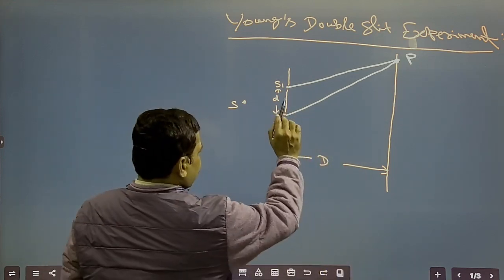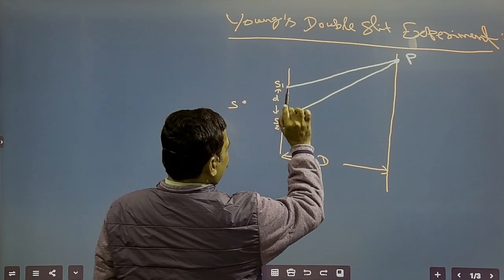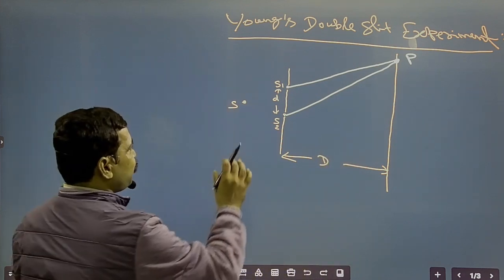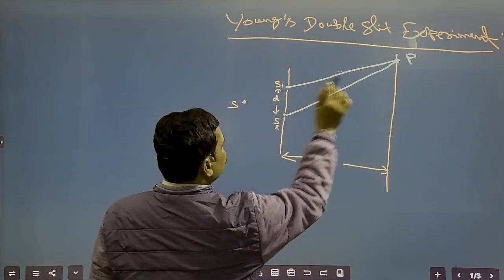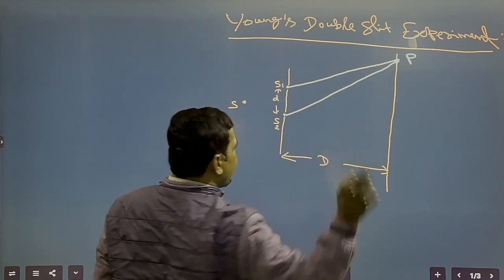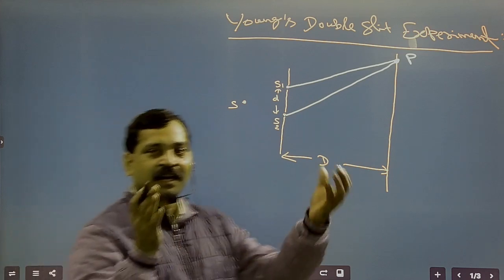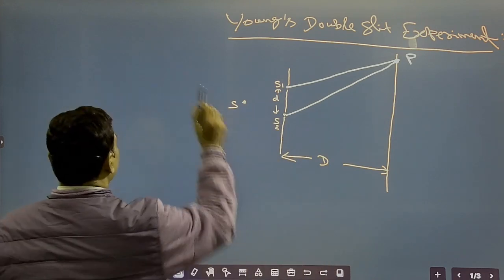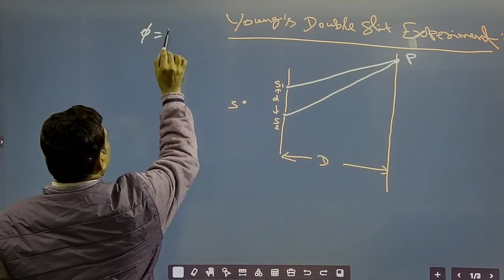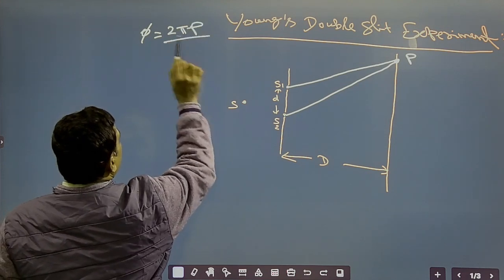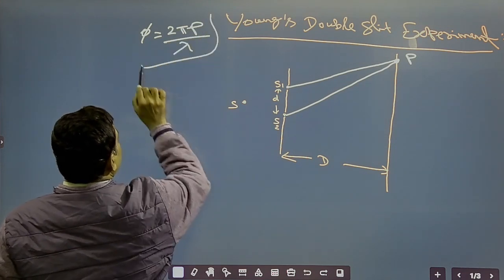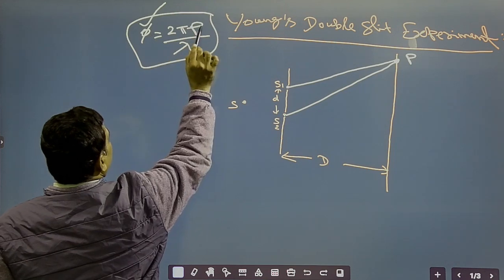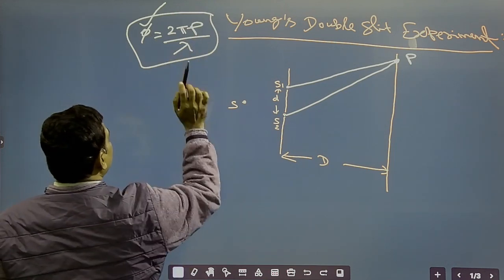Here, as the wave is moving from S1 to P and S2 to P, there will be a path difference and there will be a phase difference. As we already know, the relation between the phase difference and the path difference is phi equals 2 pi p upon lambda, right? So this is the relationship between phase difference and path difference. Here lambda is the wavelength.